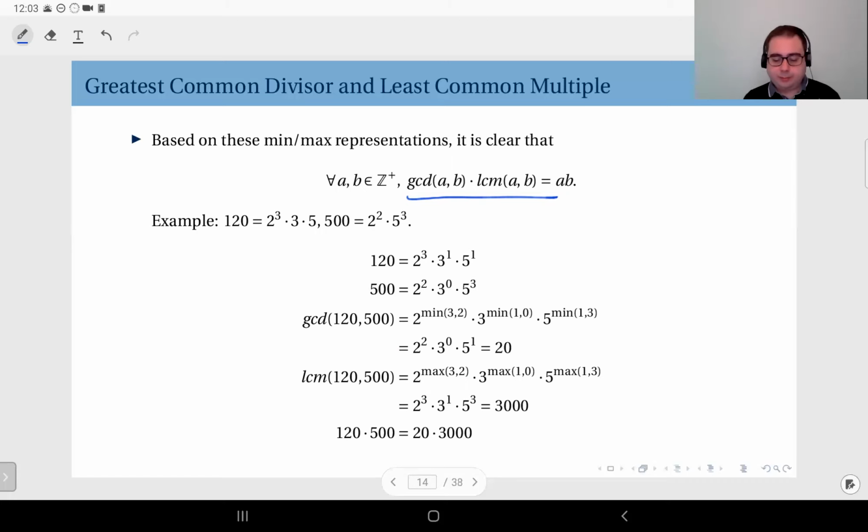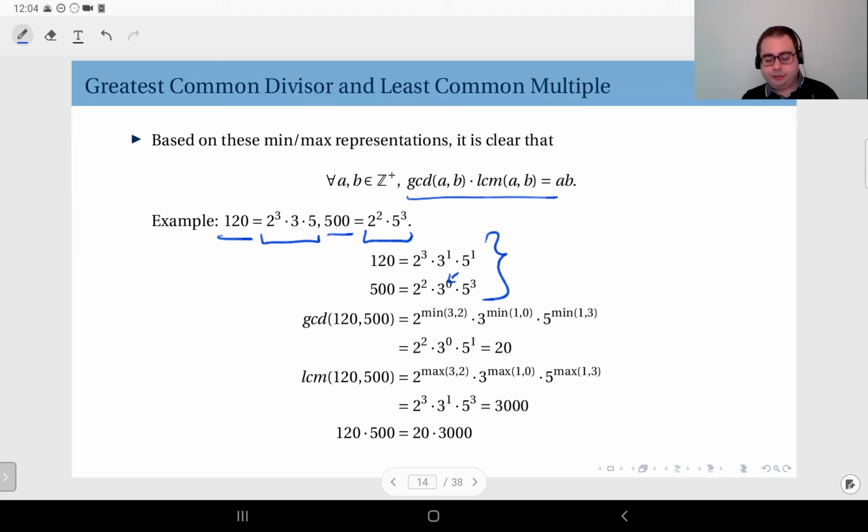Okay, here's a small example. Let's say the number a is equal to 120 and b to 500. And here you see the prime factorization of each of these numbers, and we can express both of them in this way. 120 equals 2 to the power 3 times 3 to 1 times 5 to 1. And 500 we can write as 2 to the power 2, 3 to the power 0, and 5 to the power 3. Okay, so 0 powers are allowed so that we can express them in the same prime basis.